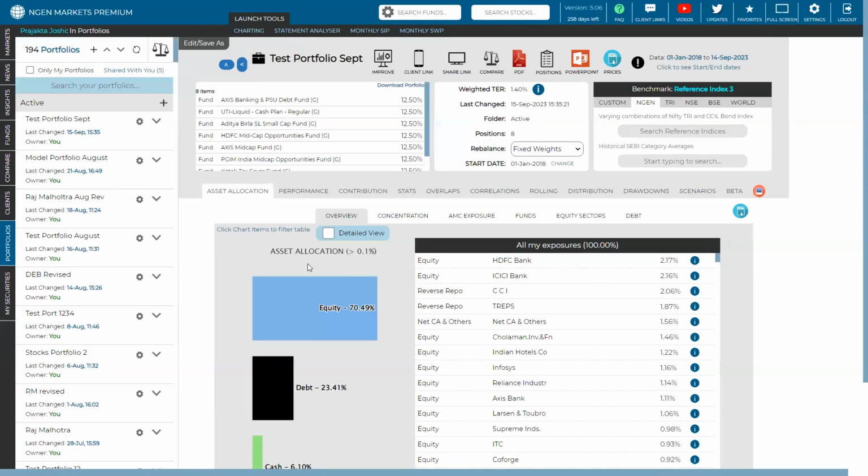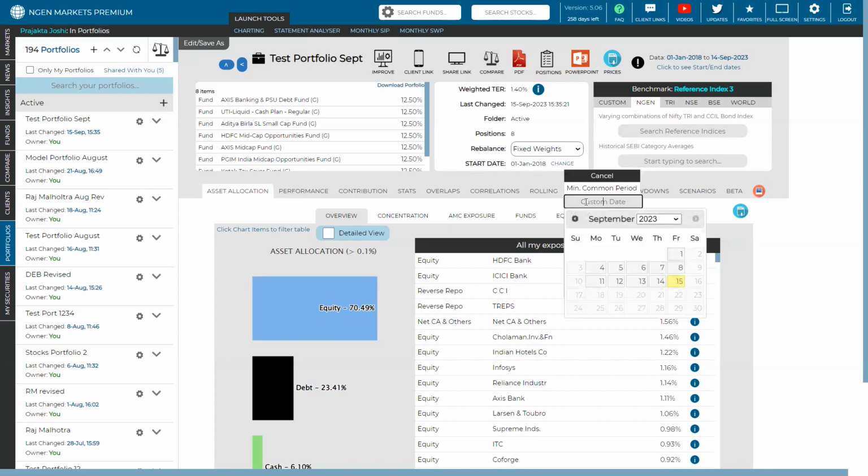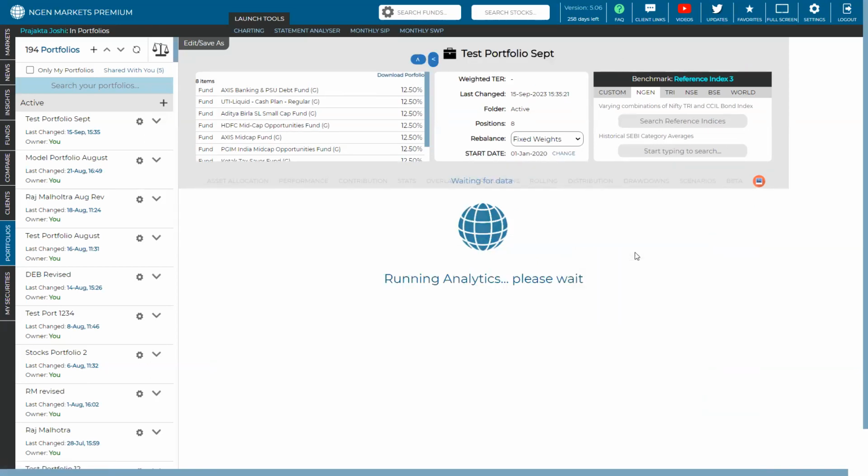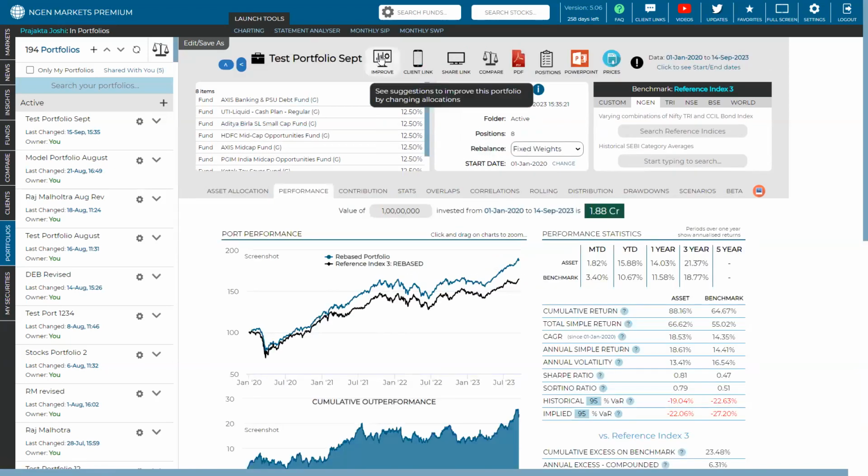Okay, the first thing that you will do is, let's say we want to analyze this portfolio for, let's say, a 3.5 year period. So the number one thing that you will do is go to the start date and change it to the period under consideration. So we are doing this from, maybe January of 2020. So let's just put that as a start date. Once that is through, we will then click on the improve option.